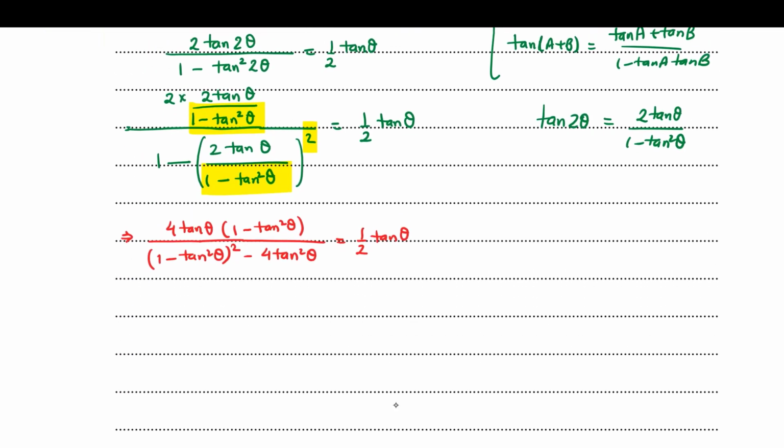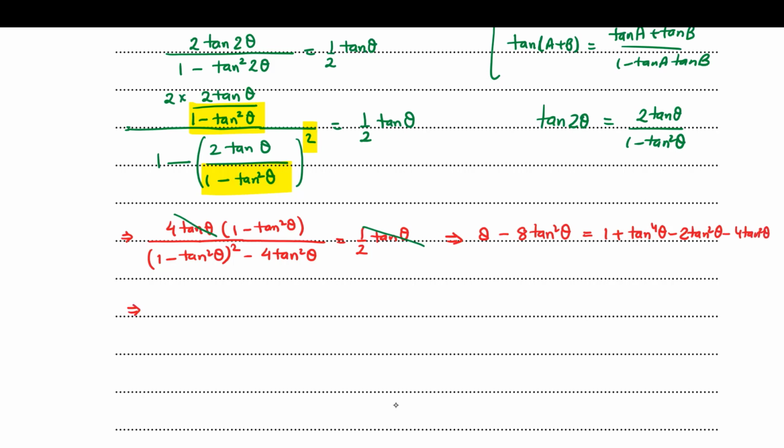So the tan theta got cancelled. Next, I'm doing the cross multiplication, 4 into 2 is 8, then 8 into 1 is 8 minus 8 into tan square theta, so minus 8 tan square theta, and the denominator goes to that side, it is 1 minus tan square theta whole square, that is tan power 4 theta minus 2 tan square theta plus 1, minus 4 tan square theta.